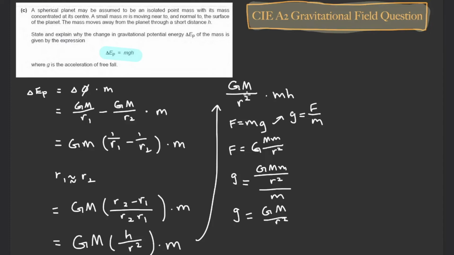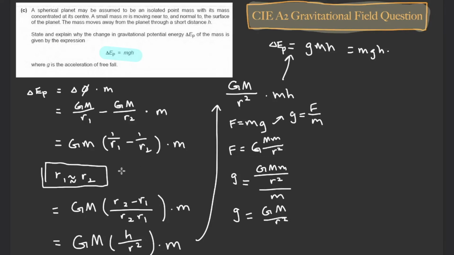So we can rewrite this part as mgh as delta EP. And obviously that is just the same as mgh. So this is why maybe people get confused, because we have to make this assumption right here, that R2 is around the same as R1.